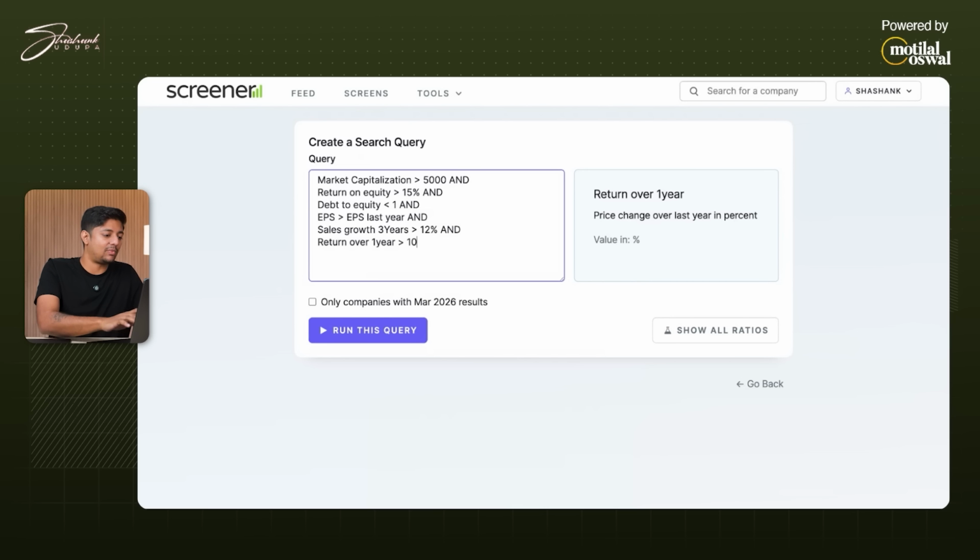But if I say last 1 year greater than even 10%, that means it is going to give me companies that are fundamentally strong with high return on equity ratios, less debt to equity, EPS accretive, sales growth accretive, and it has given 10% return in the last 1 year, which means it is in the direction of growth. That means these are not companies that are sleeping. सोए हुए companies nahi hai. This is how it would be.